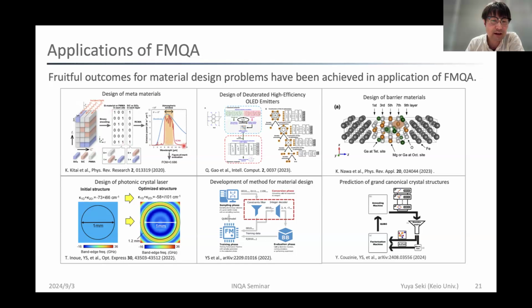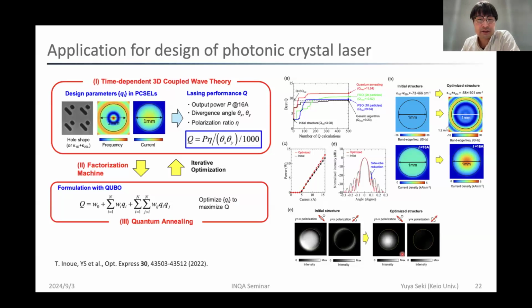And as you can see, FMQA finds the material that has a better performance. And in this case, I'd like to introduce the design of the photonic crystal laser later, because I am one of the authors of this research, and I'd like to introduce the results for the prediction of ground canonical crystal structures, because I'm an author of this research too. Okay, this slide explains the applications for the design of photonic crystal lasers.